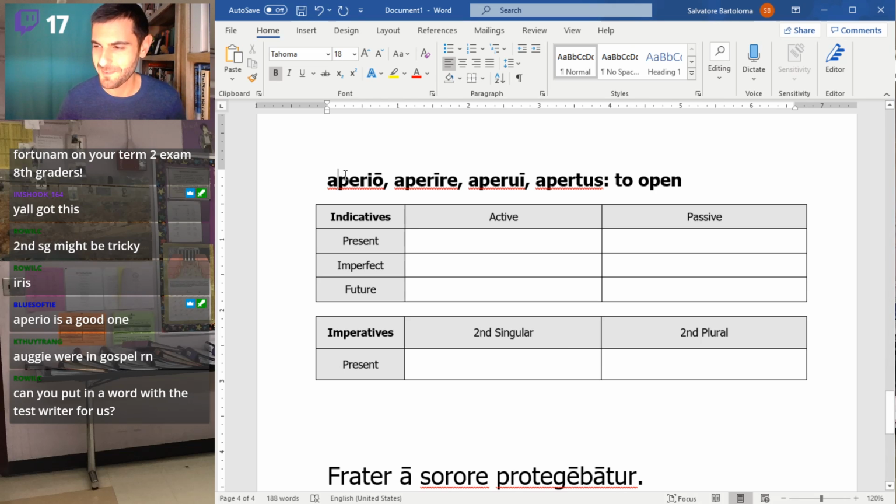Can you put in a word with the test writer? I mean, he's kind of a recluse. He's kind of a weirdo, but I'll see what I can do.